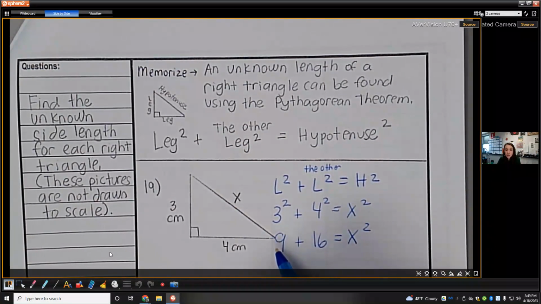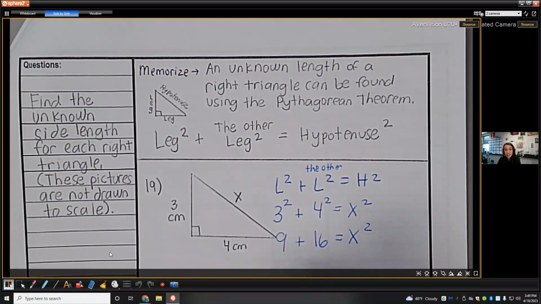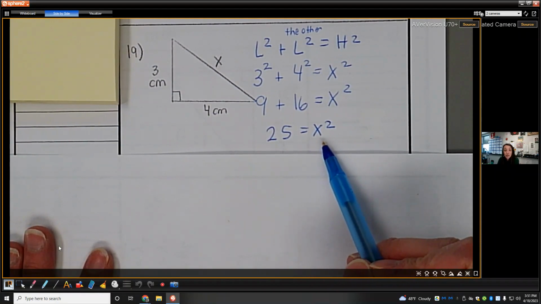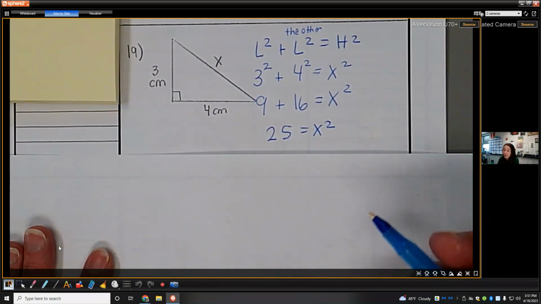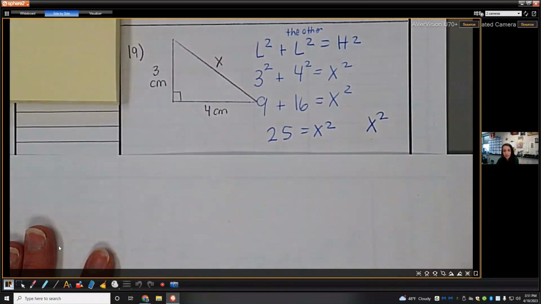From here, you'll see that I can simplify this side of the equal sign. 9 plus 16, that's 25. So now I've got 25 is equal to x squared. From here, I'm going to build it. So I started with x, and then I squared it.